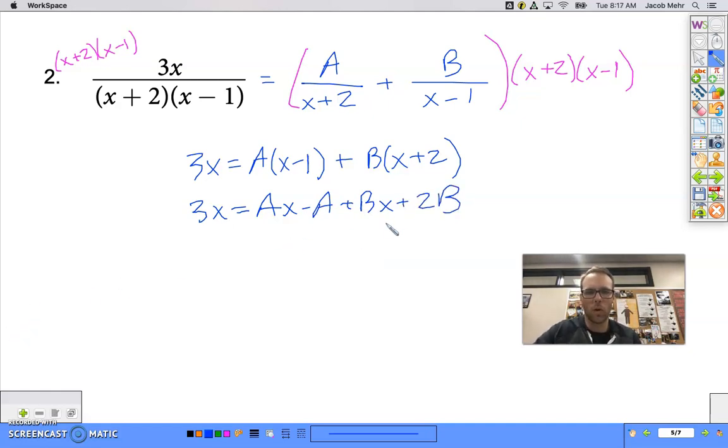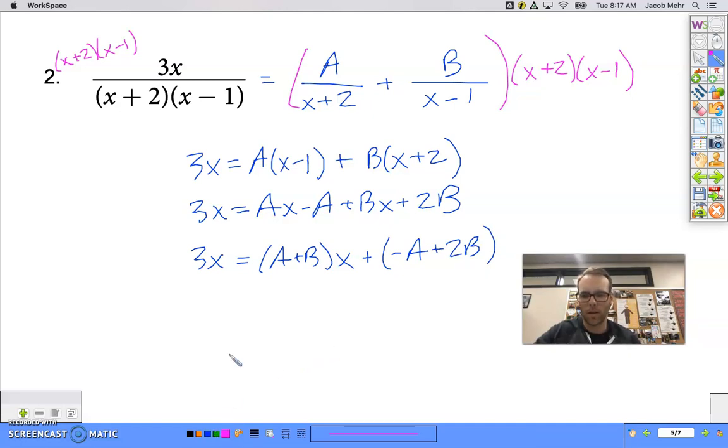Now, well, we do have some like terms. How many x terms do I have? I have a plus b x terms. And what do I have for constants? I'm going to write plus, I like writing this in parentheses, we have a negative a plus 2b as our constant. Now, what do we learn from this? Well, take a look at the left side. There are 3 x's. How many x's are on the right? A plus b. So we know 3 equals a plus b.